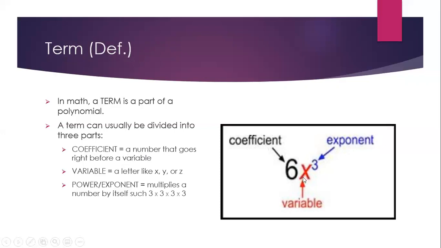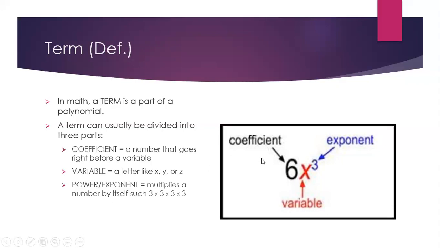So here's your variable x. Remember, x is a letter, it's a variable. What number goes right before it? Like right before it in order? Well, it's got to be this one. This is your coefficient. It's just a number. Your coefficient is 6.